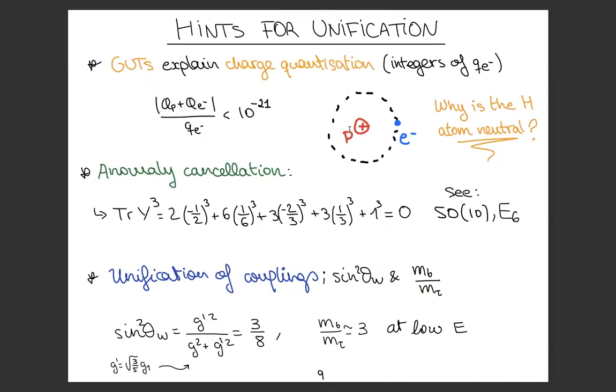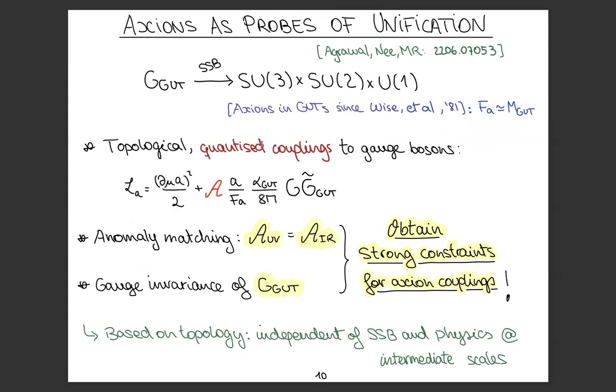That's why people proposed these theories 50 years ago, and a lot of model building has been done in this direction. So what we have done here is to show that we can use the topological properties of axion couplings to gauge bosons. That is, we can use anomaly matching arguments together with gauge invariance of the full GUT theory, whatever the gauge group G_GUT is, in order to obtain very strong constraints on the couplings of axions, in particular the photon coupling, that can be tested in current, existing, and future experiments. Now, these arguments are based on topology, and this is going to make them model independent, at least with respect to the symmetry breaking pattern or any kind of physics at intermediate scales.